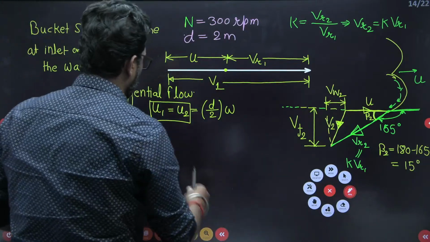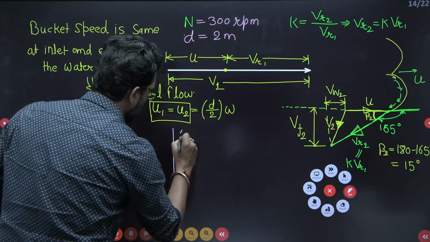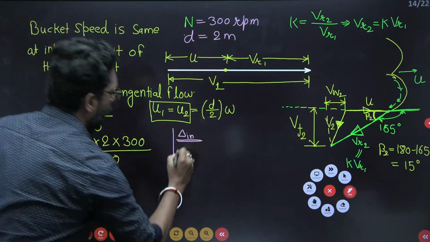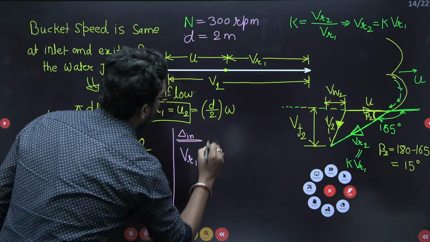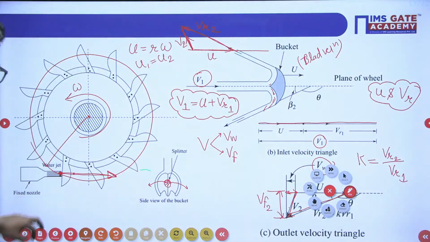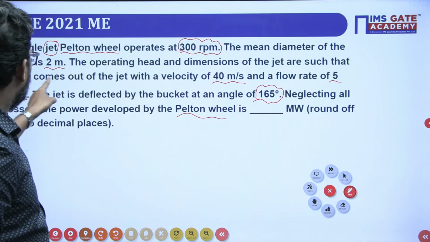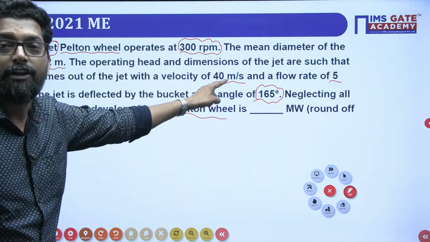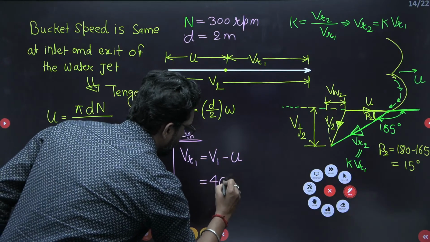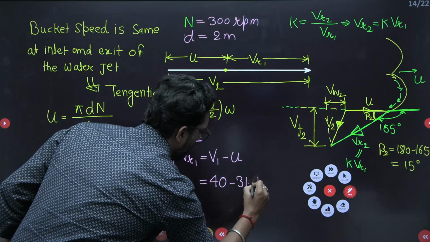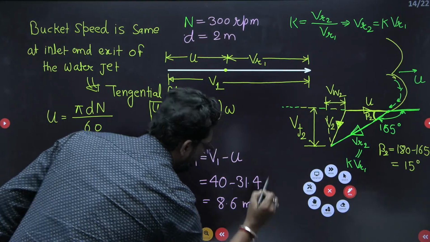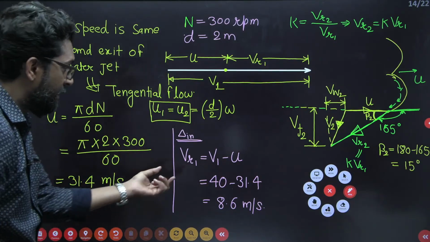Now we have to take the inlet velocity triangle. If you look at the inlet velocity triangle, VR1 is equal to V1 minus U. And V1 is given, beta. See, it is given that the water comes out of the jet with a velocity of 40 meter per second. So this is your 40 meter per second minus what you have just calculated, 31.4. How much is it? Please tell me. This is equal to 8.6 meter per second. So this is your relative velocity.